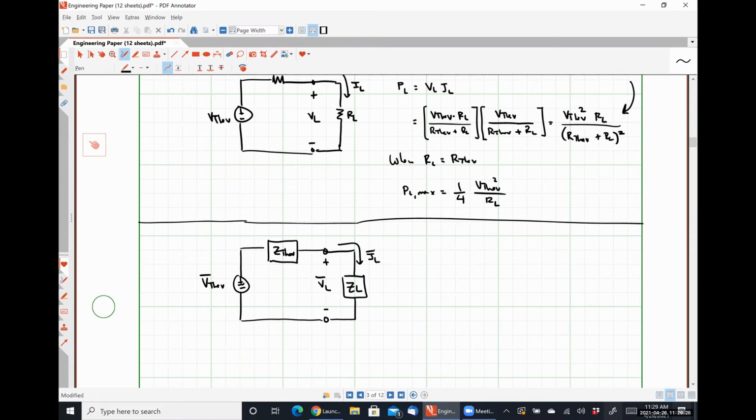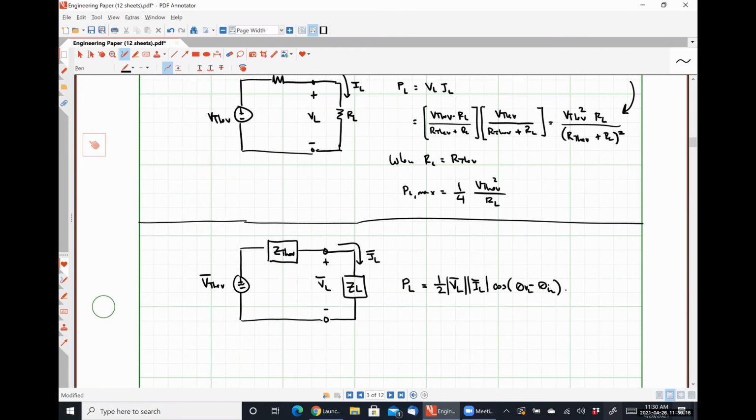Now, we already know that the average power absorbed by my load is going to be 1/2 times the magnitude of the phasor voltage VL times the magnitude of the phasor current IL times the cosine of theta VL minus theta IL. That is our average power based on what we just learned a couple of minutes ago.